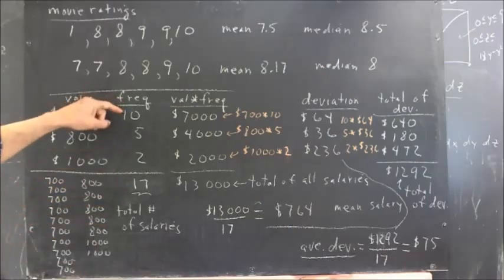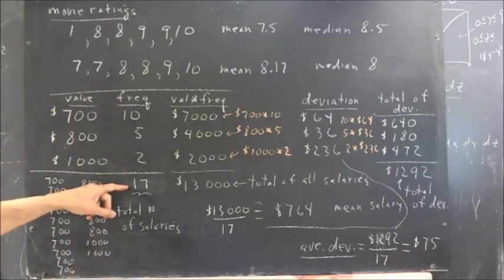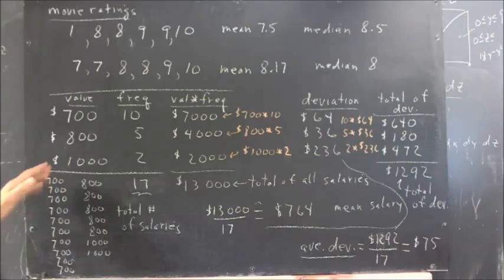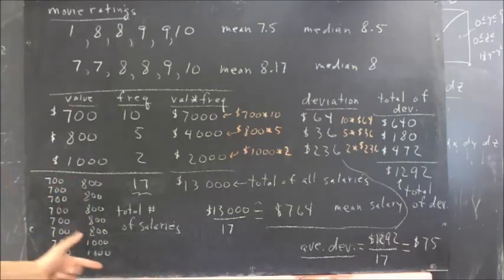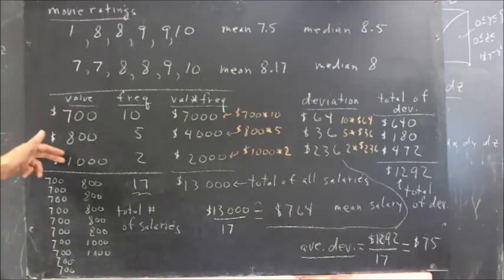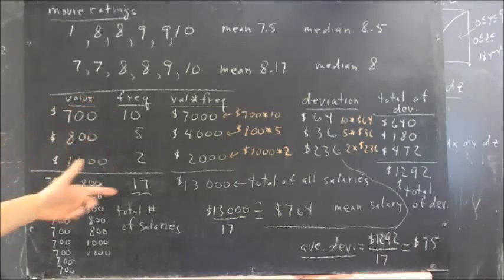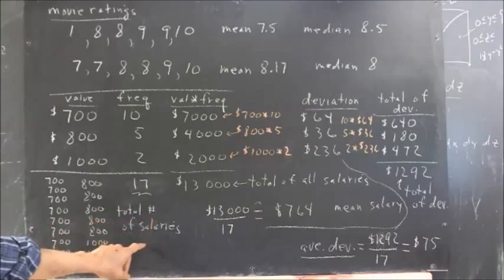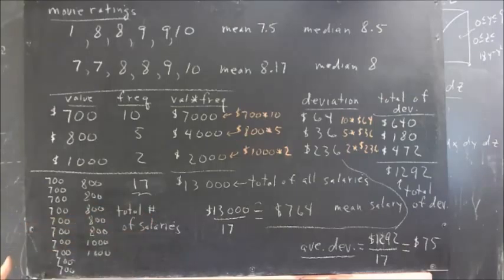And here, if we add up these frequencies, what does that give us? That gives us 17. What does that correspond to in this listing? Well, if we count these up, we see that there are 17 numbers in the distribution. There are only 3 different numbers, but there are a total of 17 salaries. So this is the total number of salaries that we want to average.